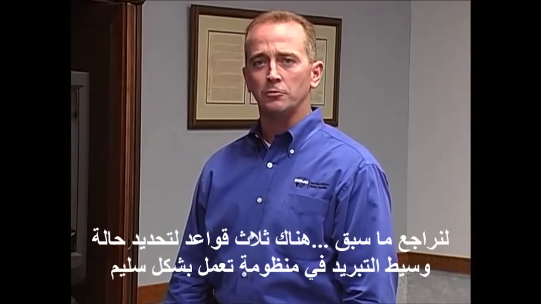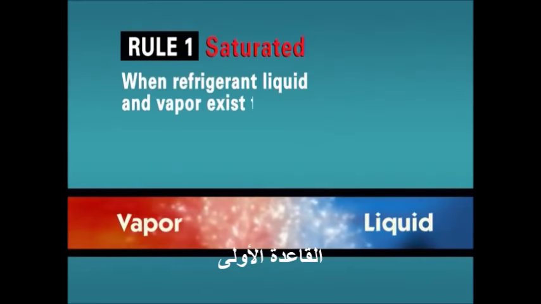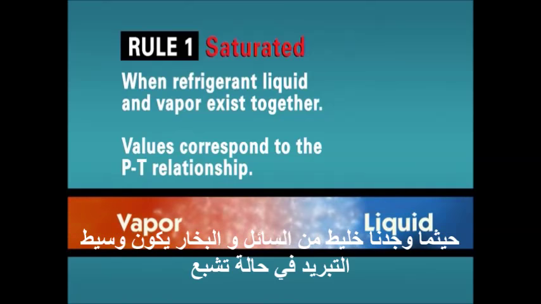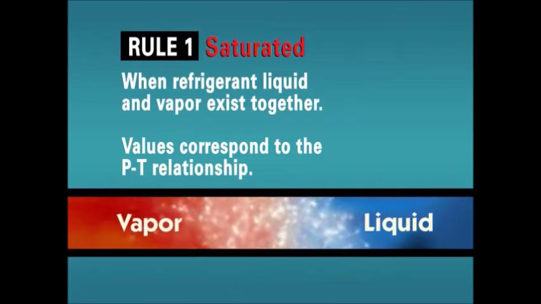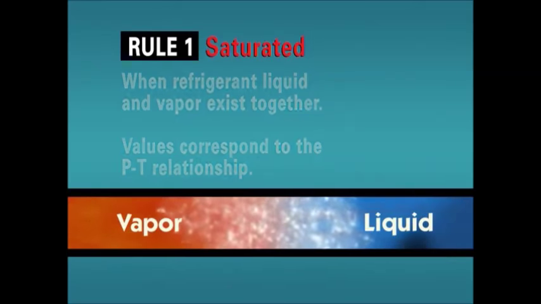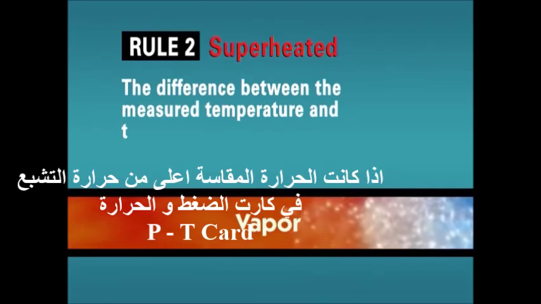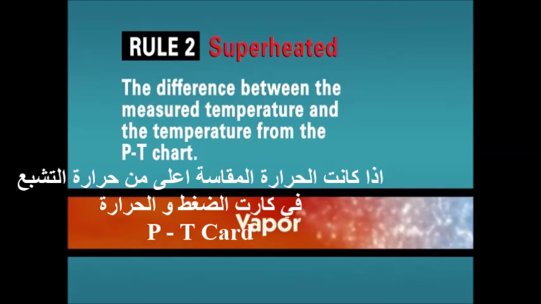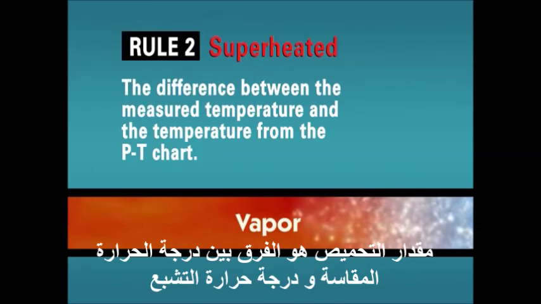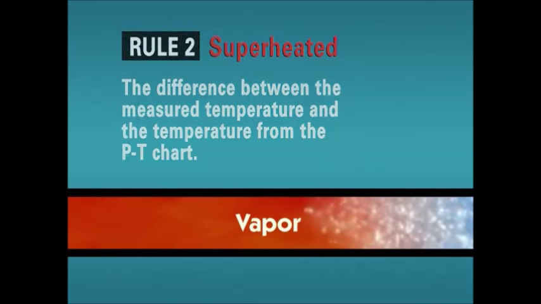There are 3 basic rules for determining the refrigerant condition in an operating system. Rule 1. When we have refrigerant liquid and vapor existing together, we have saturated refrigerant, and the pressure and temperature will correspond to our PT card. Rule 2. If our measured temperature is above the saturated temperature indicated on our PT card, we must have superheated vapor. The amount of superheat is the difference between our measured temperature and the saturated temperature.